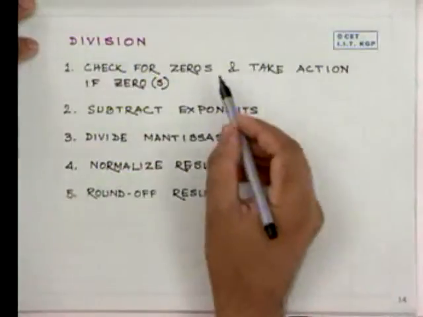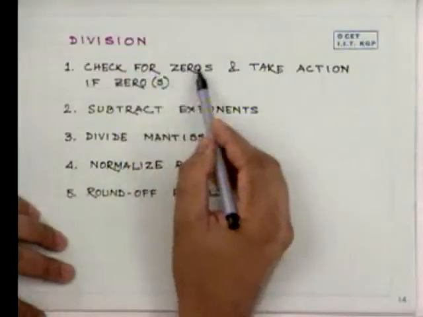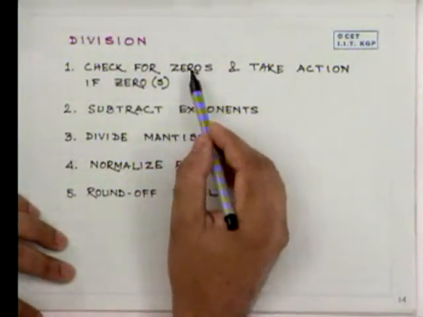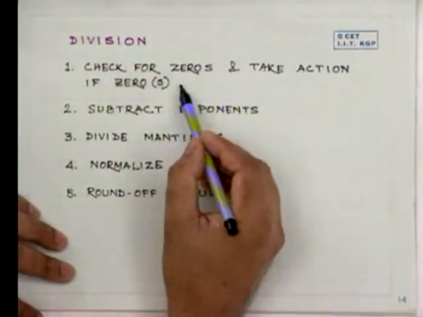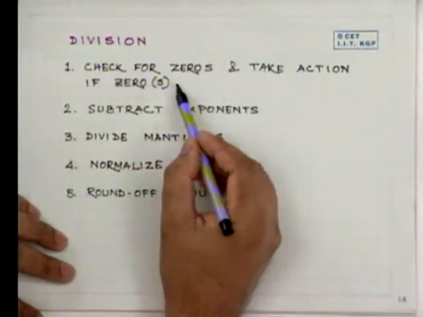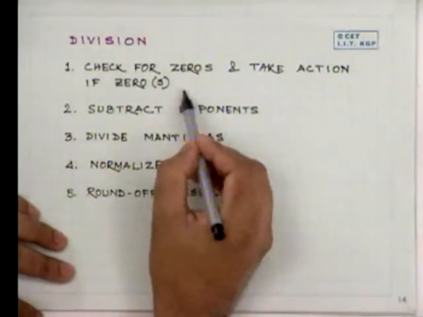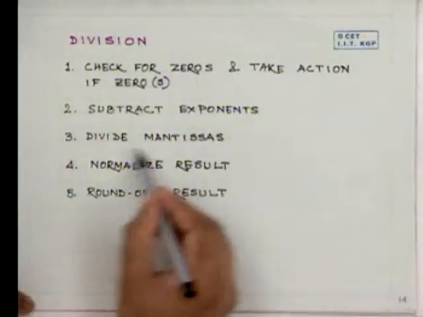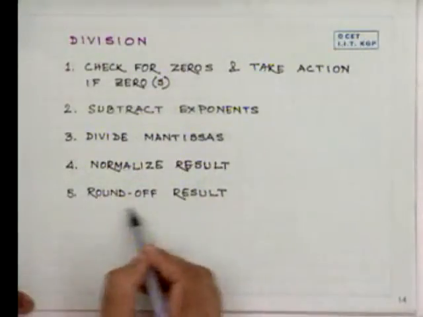Now, similarly, if we have to divide two numbers, once more you'll have to check for zeros and take action if zeros. For example, if the numerator of the division is 0, then declare the result to be 0. If the denominator is 0, you'll have to declare the result to be infinity, and you can stop the algorithm over here. Otherwise, you'll have to subtract the exponents, divide the mantissas, normalize the result once more, and round up the result.